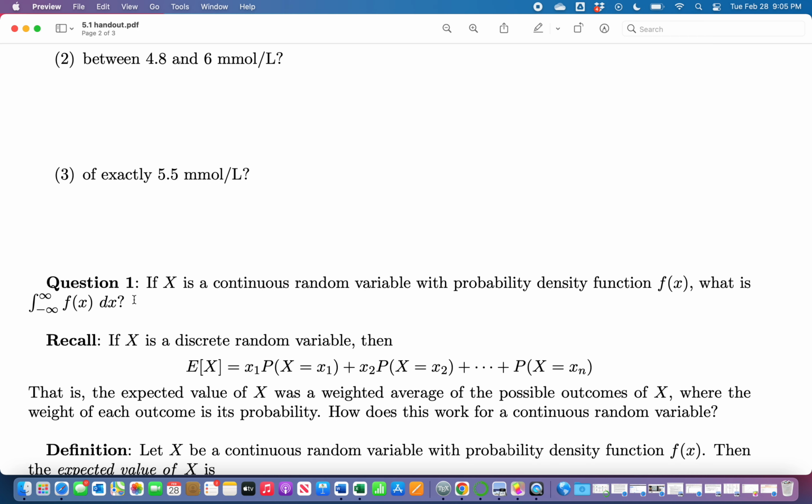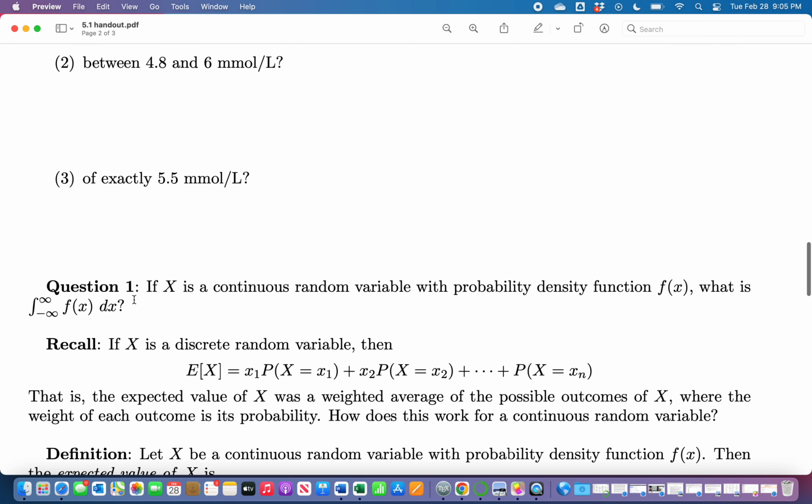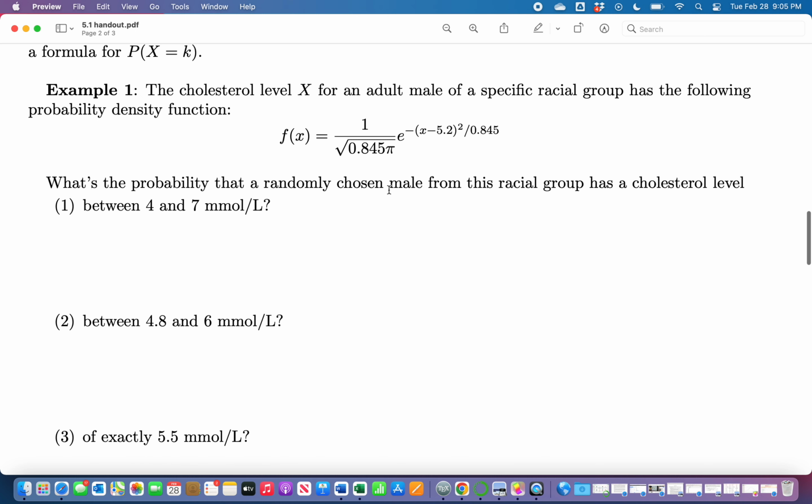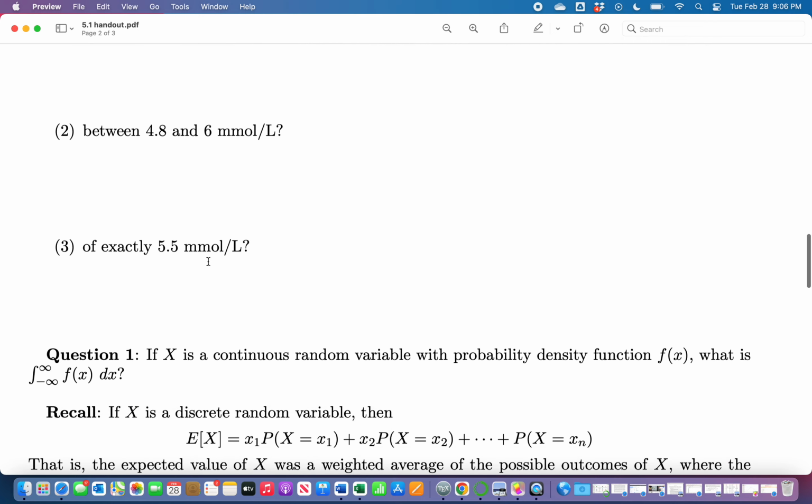If it was bigger than 1, it's like you're saying there's more than 100% in the system, which makes no sense. Also, if I ask you, I choose somebody from this group, what's the probability their cholesterol lives between negative infinity and infinity? The answer is 1, 100%. I guarantee you this person has a cholesterol level between negative infinity and infinity.